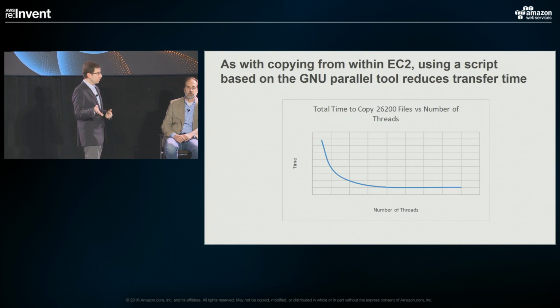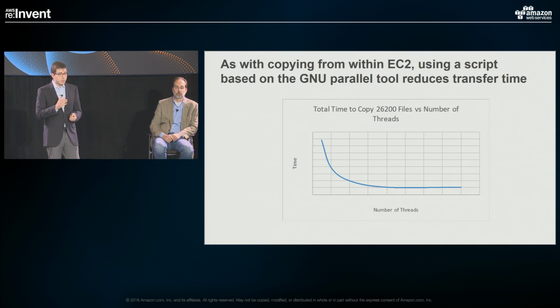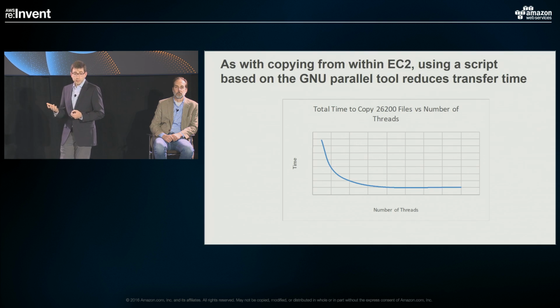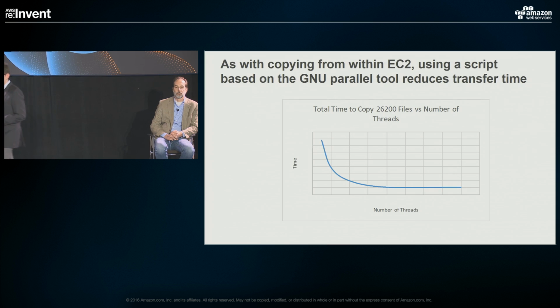This actually shows a test that we ran that shows the time it took to copy 26,000 files to EFS as a function of the number of threads. As you can see, as you increase the number of threads, the time goes down, and it has a nice asymptotic nature to the curve. That's because every time you increase the number of threads by 2, you're halving the time that it takes to copy the data over. So you would expect an asymptote.